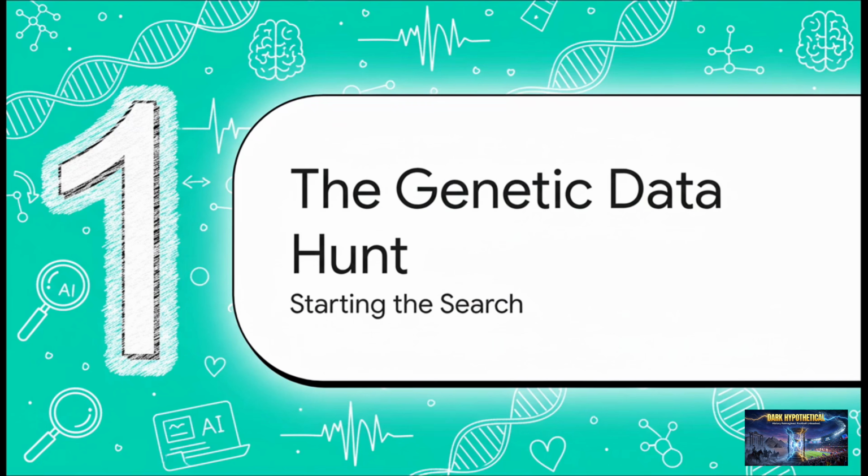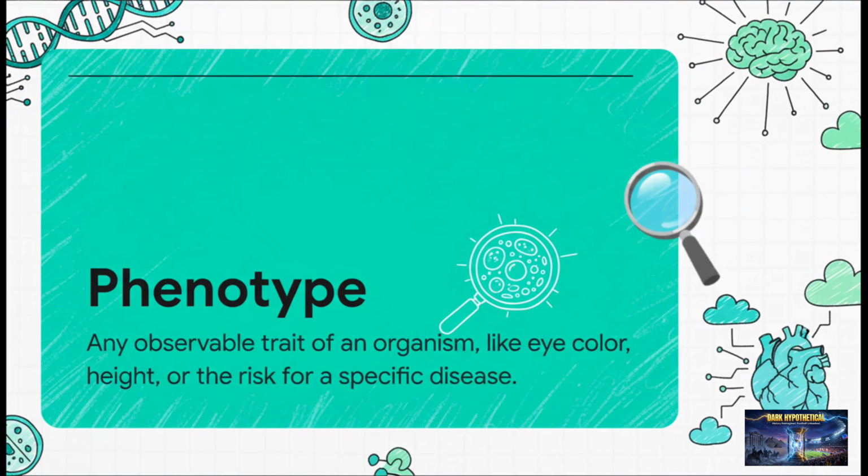To start this genetic data hunt, we have to begin with the basics. First things first, we need to know what exactly we're even looking for. So, in the world of genetics, the thing we're trying to understand is called a phenotype. It's really just any trait you can see or measure. It could be super obvious, like your eye color or your height, or way more complex, like your specific risk for a disease.